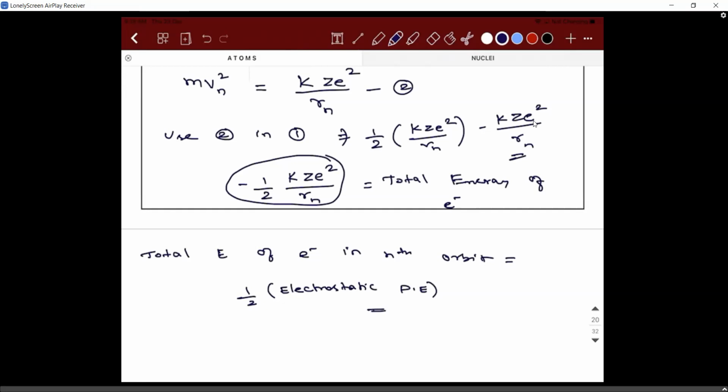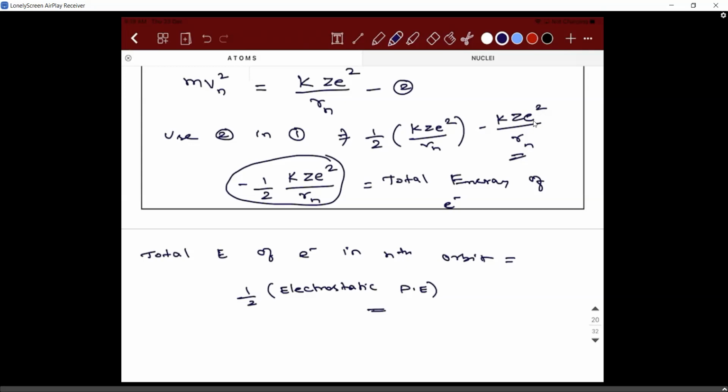You have to understand, sometimes in the questions they will give you the value of electrostatic potential energy. Let's say they are saying it is minus 3.6 electron volt. And they'll ask you, what is the total energy of the electron in that particular orbit? You need not sit and do the whole derivation. What you're supposed to do is just make it half.